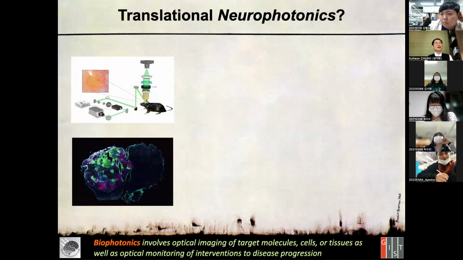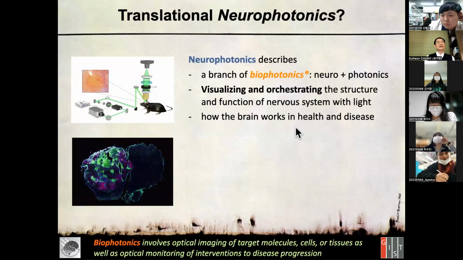First, what is translational neurophotonics? We first talk about neurophotonics, which can be considered a branch of biophotonics. Biophotonics is a combination of bio and photonics, which involves optical imaging of target molecules, cells, or tissues, as well as optical monitoring of interventions to disease progression.